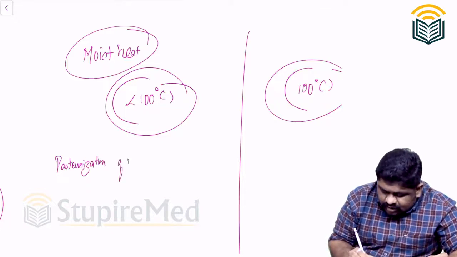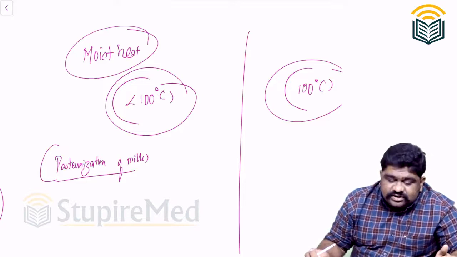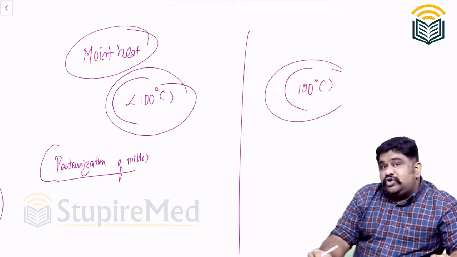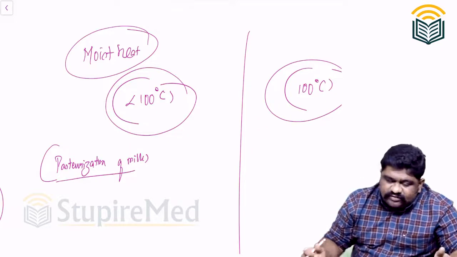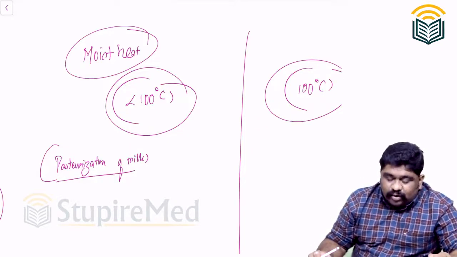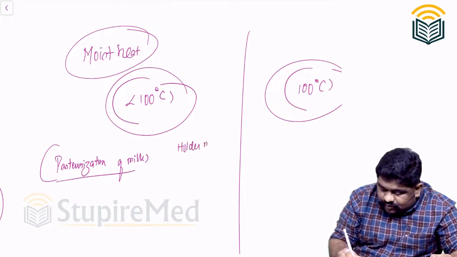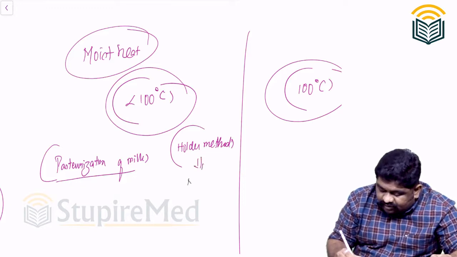Pasteurization of milk. Here is where we come to the Holder method of 63 degrees Celsius for 30 minutes. Flash method: 72 degrees Celsius for 15 seconds. Also, when you perform the flash method, you can instantly cool it down to 13 degrees Celsius or even lower. Please remember one thing. The Holder method, when done for milk, will not be effective against Coxiella burnetii.